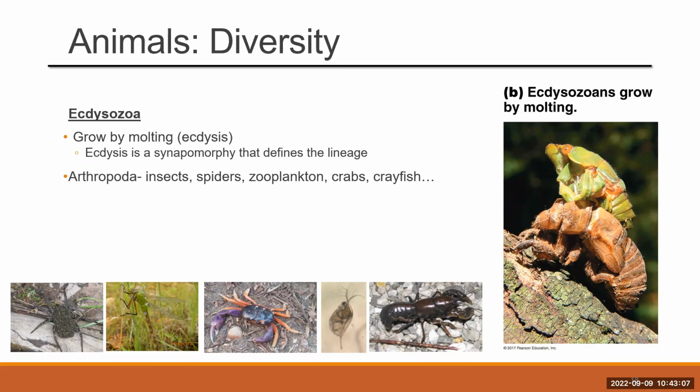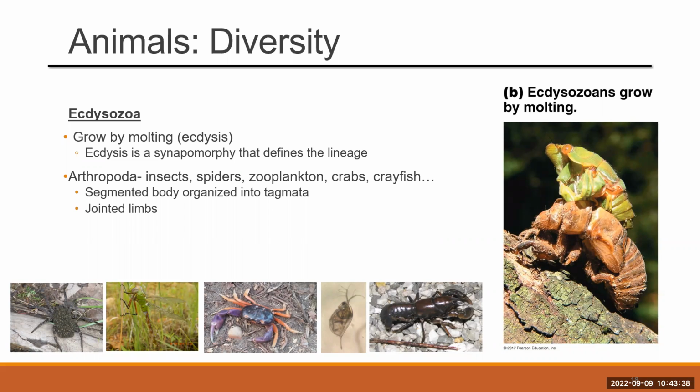And so most of our named species are within the arthropods. So insects, spiders, zooplankton, crabs, crayfish, all of those sorts of things. They all have segmented bodies organized into tagmata. This word is just the term for the segments. So like head, thorax, abdomen, those insect words you've heard before. That's what this line means, that it's organized into those different segments.